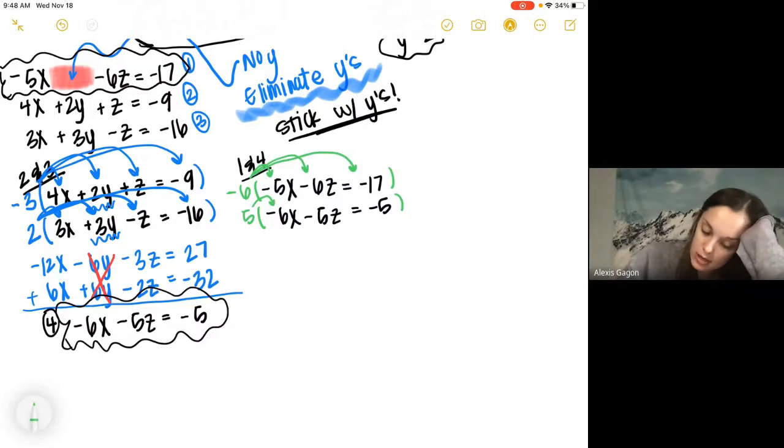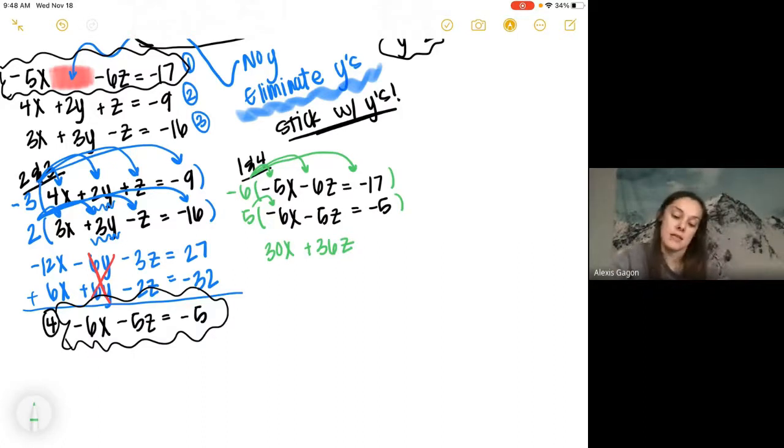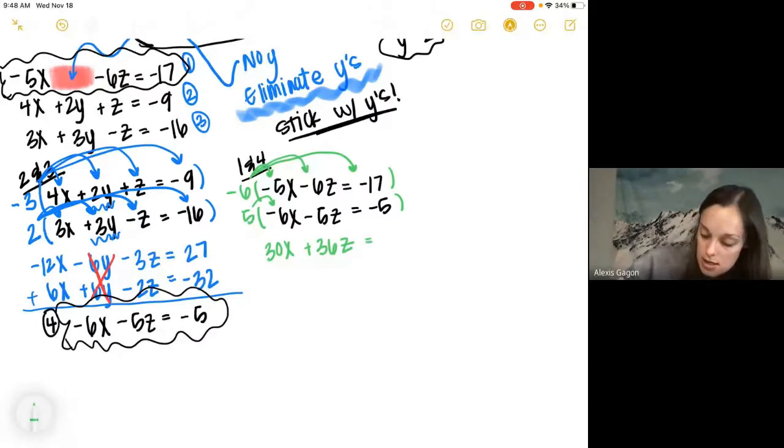So negative 6 times negative 5x is positive 30x. Negative 6 times negative 6z is positive 36z. And negative 6 times negative 17 is positive 102.